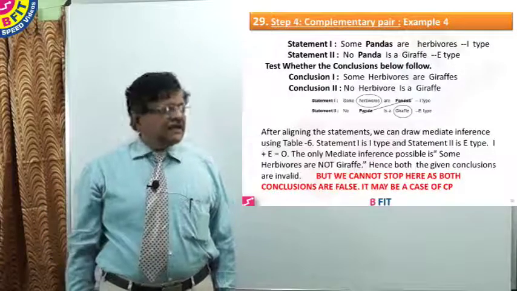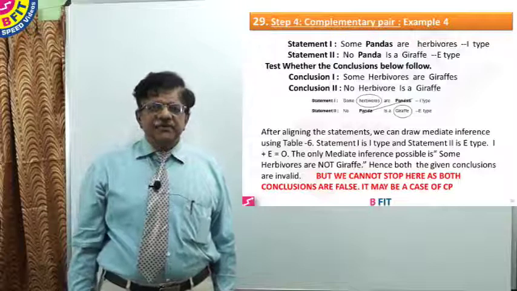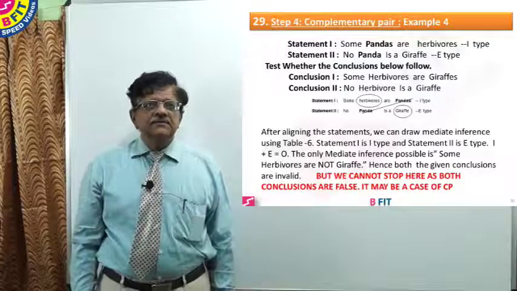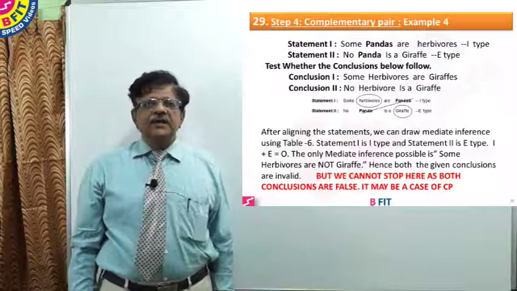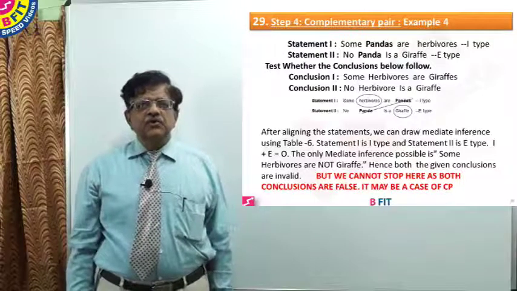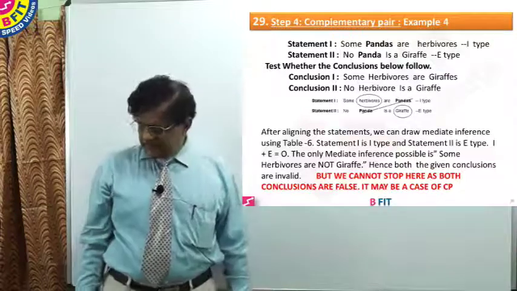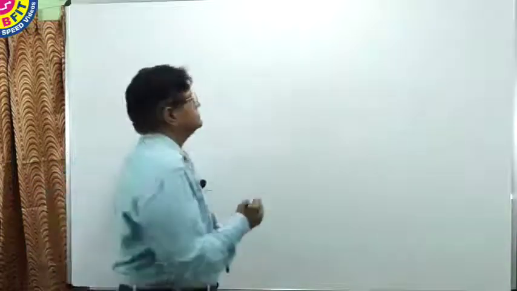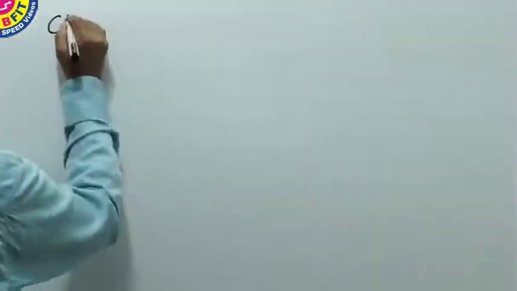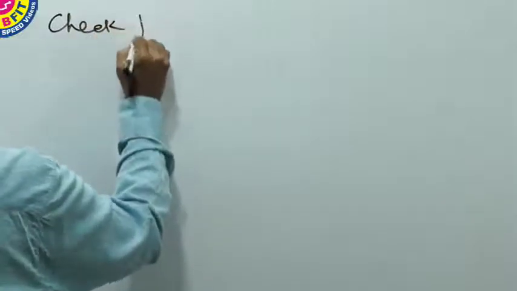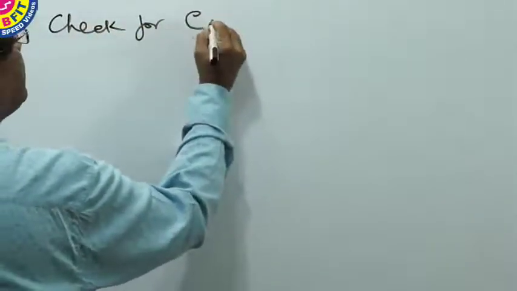Now this is an example for complementary pair. Statement 1 is some pandas are herbivores, and statement 2 is no panda is a giraffe. Let us see the working. Check for complementary pair.